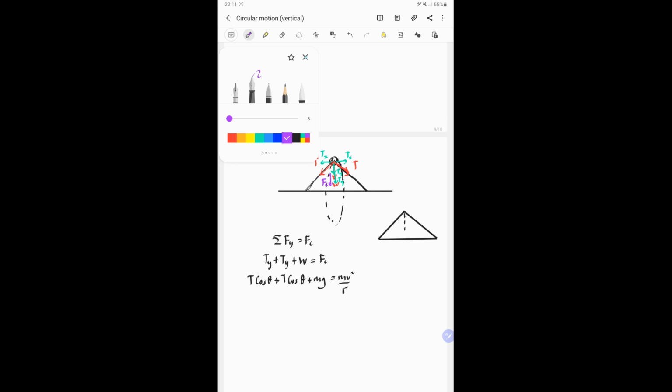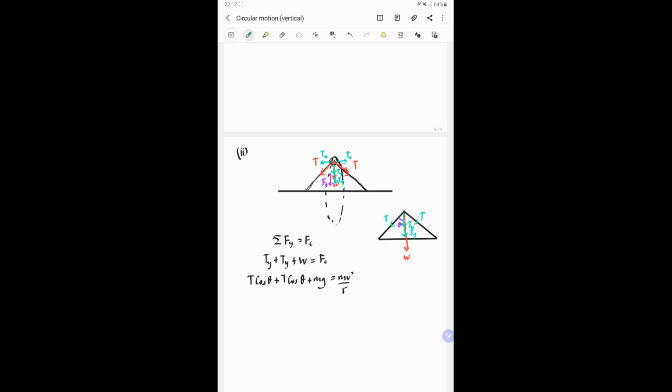Where is theta? This is theta. And then this is W, also Ty, Ty and Ty. So Ty touched by the angle should be cos, because this is T. So Ty should be in cos because Ty is touched by the angle here, so it must be in cos.